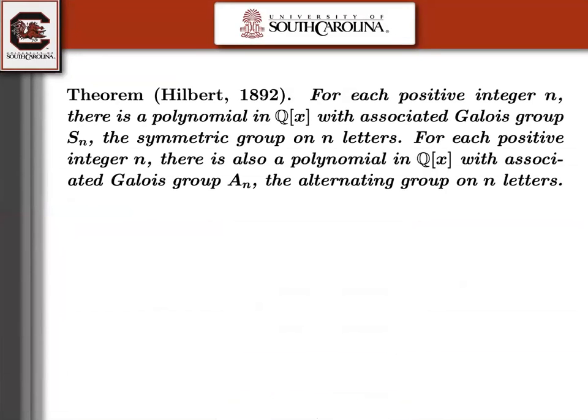So this was Hilbert's theorem. He had again that for each positive integer n, he can find a polynomial over the rationals whose associated Galois group was either the symmetric group on n letters or the alternating group on n letters.